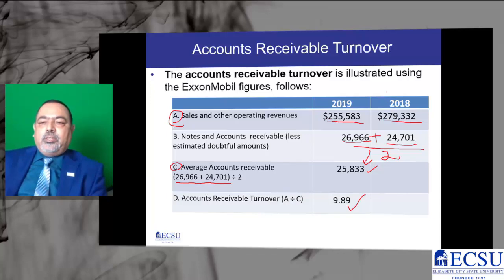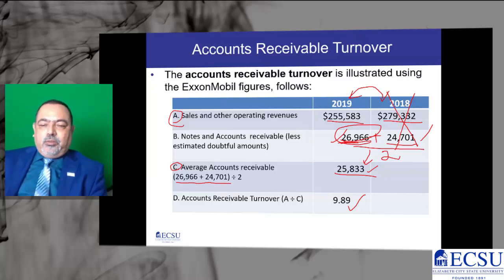Now, as I said, if these figures were not available, you would take the single figure to calculate. If you're not given two years, don't make the mistake of dividing that figure by 2 when you don't have the second figure. Just take it as such. So instead of 25,833, you would divide by 26,966. But if you are given the two years' figures, you don't have an option. You have to take the average.